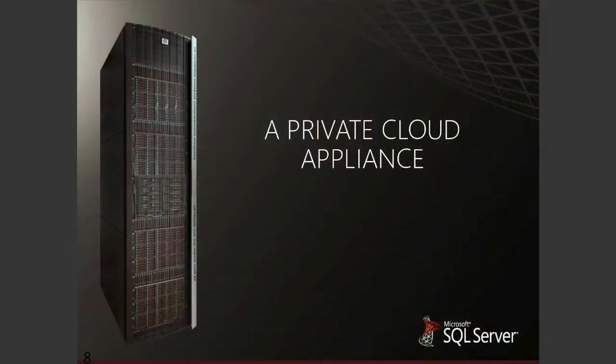So let's look at a few of my favorite things about our consolidation appliance. In particular, this slide shows a picture of the appliance and what it looks like. It's actually available in two forms, a half rack and a full rack, and we'll explain a little bit of that later.